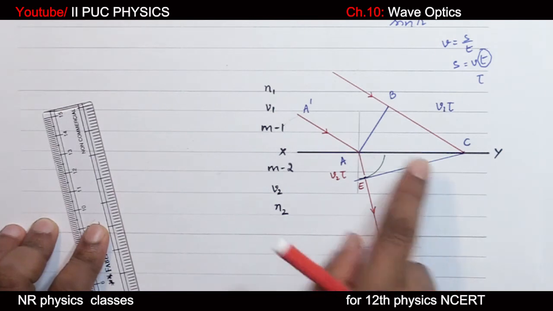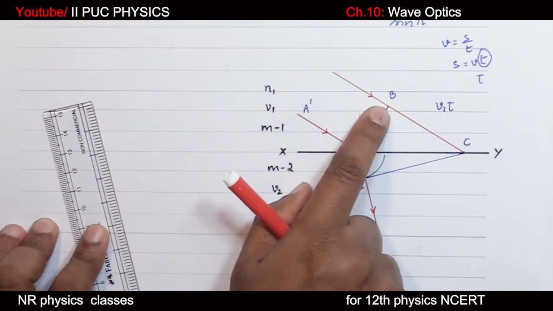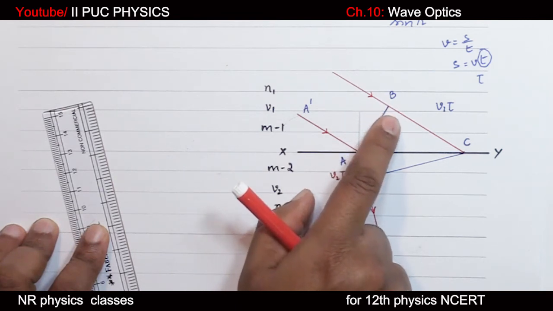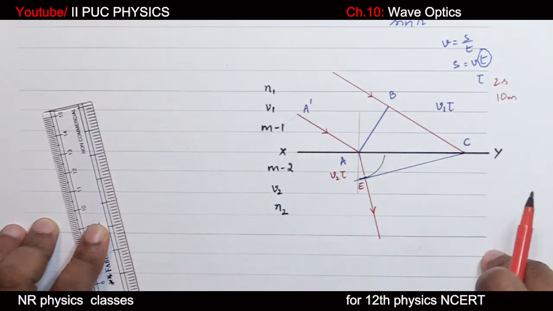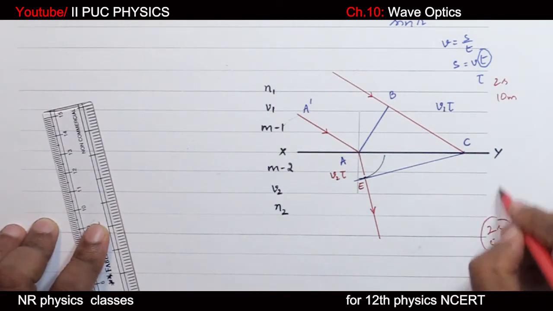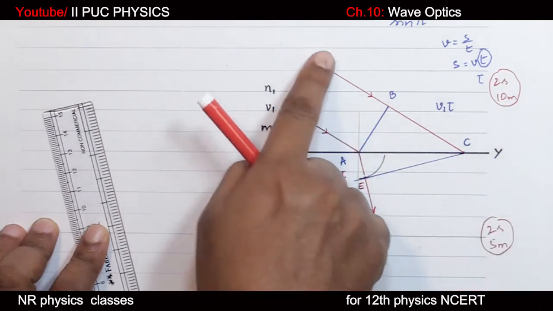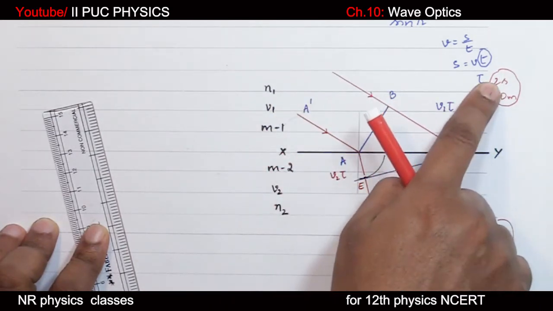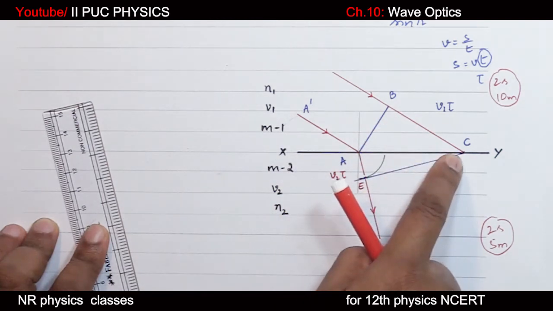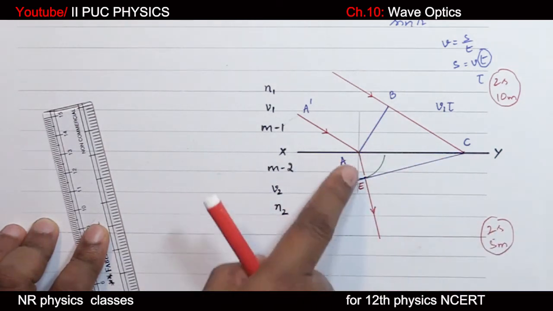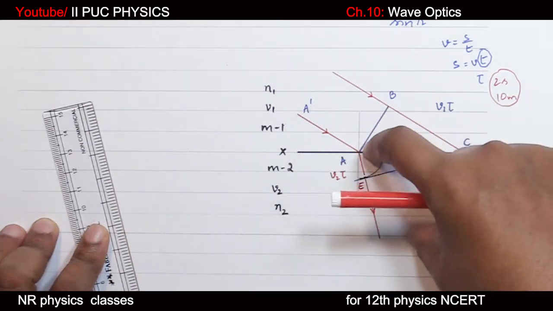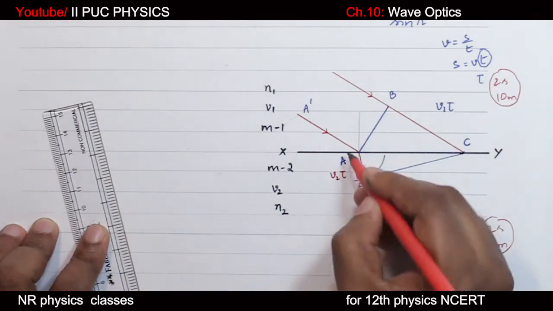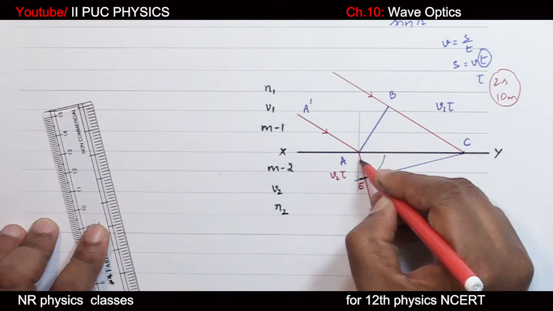Okay. Suppose from B, a guy is covering 10 meter in 2 seconds. Okay, 2 seconds, 10 meter. Whereas in the other medium, in 2 seconds, let that guy travel 5 meter. I hope you understood this. In this medium, 10 meter in 2 seconds, this length. In the other medium, in 2 seconds, distance traveled is 5 meter. That is why I have decreased the length. I can also increase, doesn't matter. Okay. Now AE is the refracted ray.